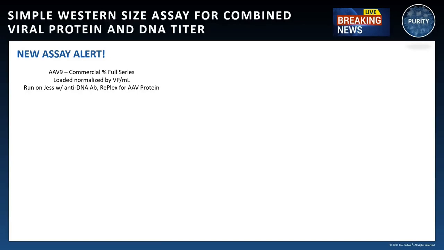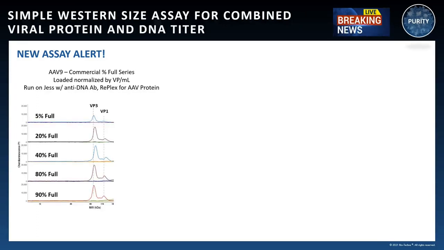To start, shown here is the VP signature for each sample. You can see that even though we normalize these, the 5% is still a bit low by VP signal. We'll come back to that. Now, with an anti-DNA antibody, we can see increasing signal at a pretty high molecular weight.